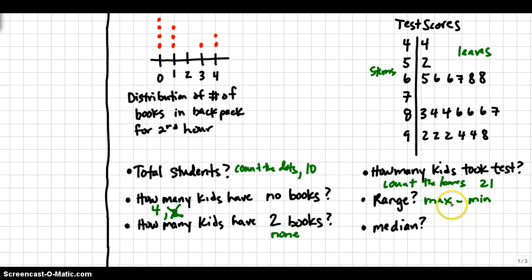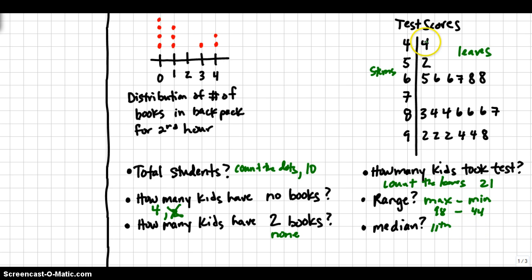So again, we reviewed that already. The maximum score here was 98, the lowest score was 44. And I'll leave students to figure that out on their own. The median would be the middle score. And so the middle score of 21 things would be the 11th score. So then we have to figure out which number that is.